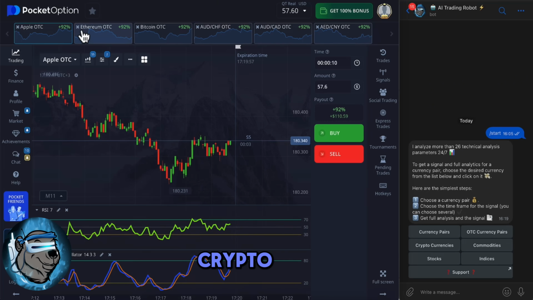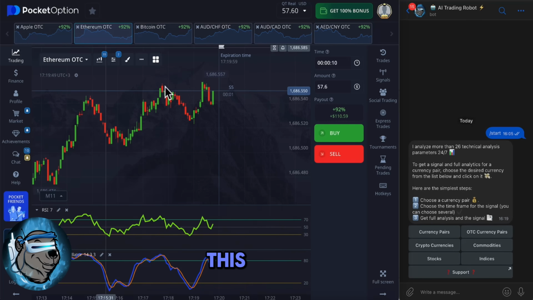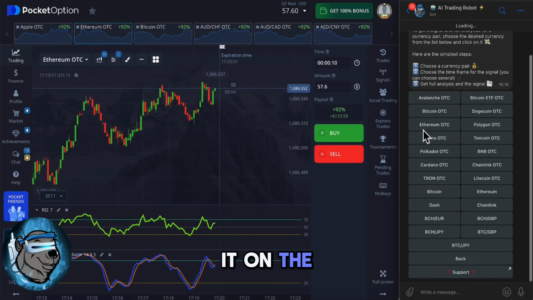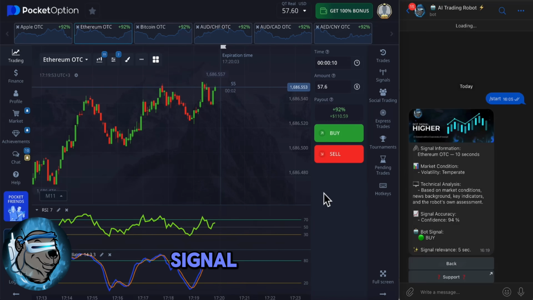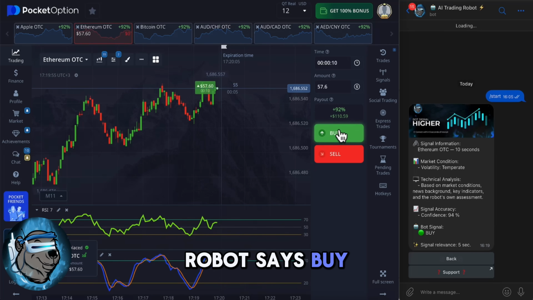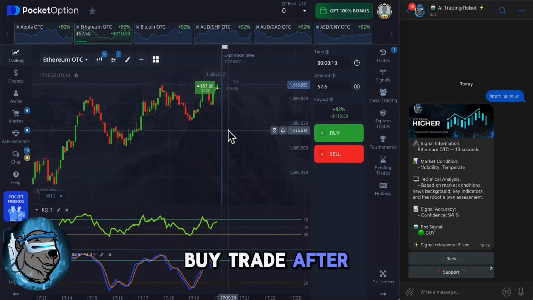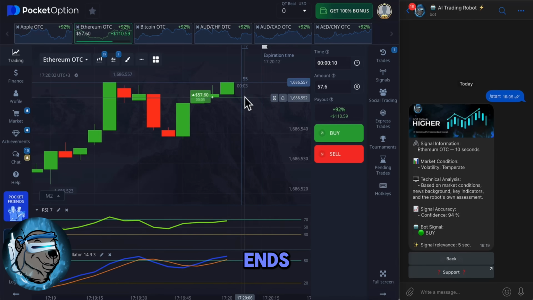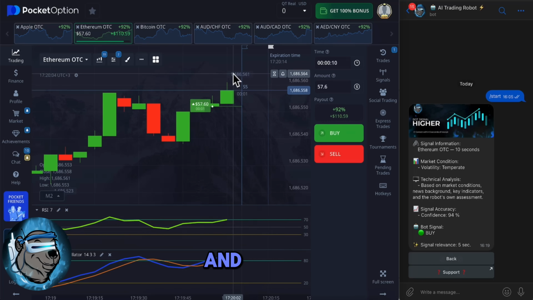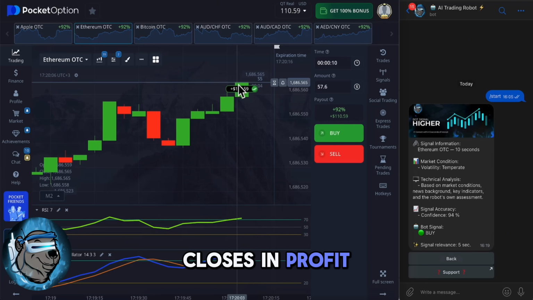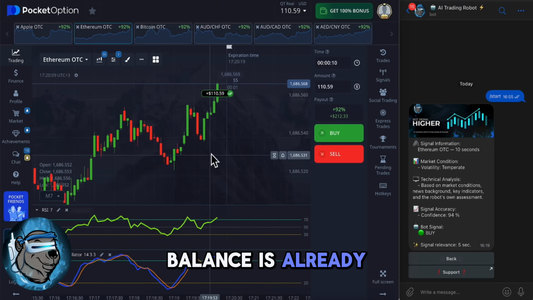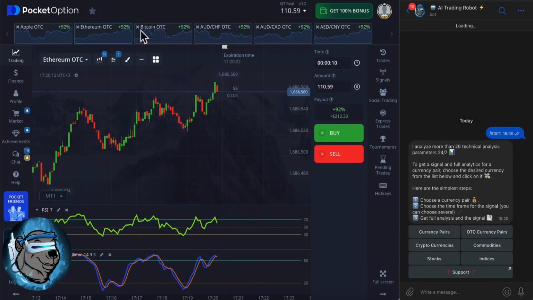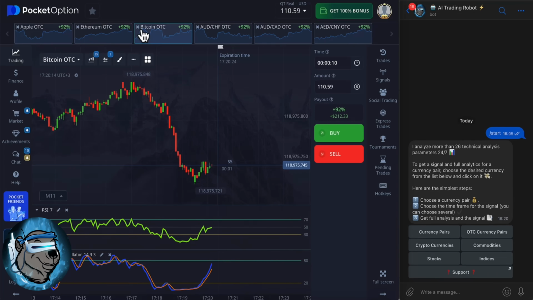Now I'm moving on to a crypto asset. This will be Ethereum. I find it on the trading robot. A 10-second signal. The trading robot says buy. I open a buy trade after receiving the signal. Now there are 5 seconds left until the trade ends. The price is rising and I watch as this trade closes in profit, so now my balance is already $110.